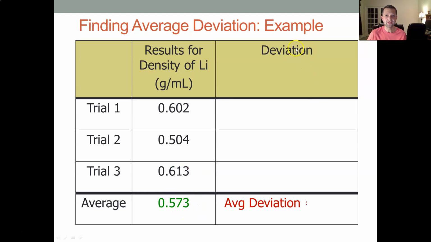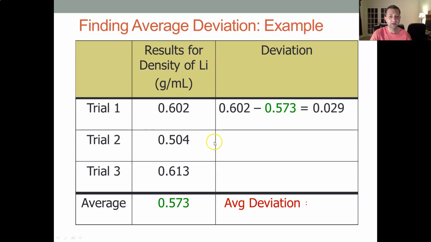The next thing you want to do is find your deviation. The deviation is going to be an absolute value. For trial 1, we have 0.602 minus 0.573. What's the deviation from your average, from your experimental answer? You get 0.029. It's a subtraction problem. You have 3 decimal places, 3 decimal places. I know this has 3 sig figs and that only has 2, but because we're subtracting, you go off the number of decimal places. So you get 0.029. Easy.